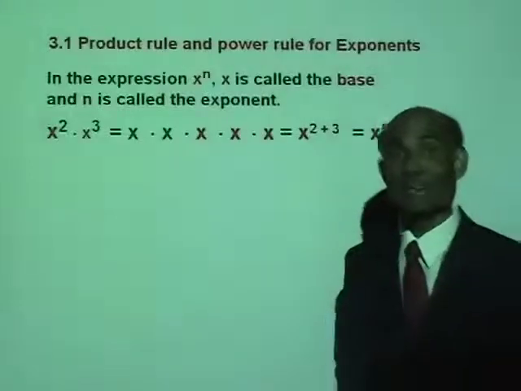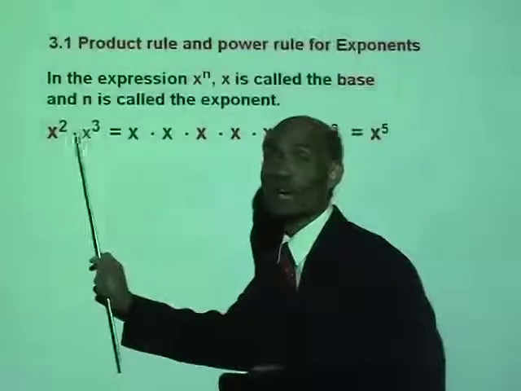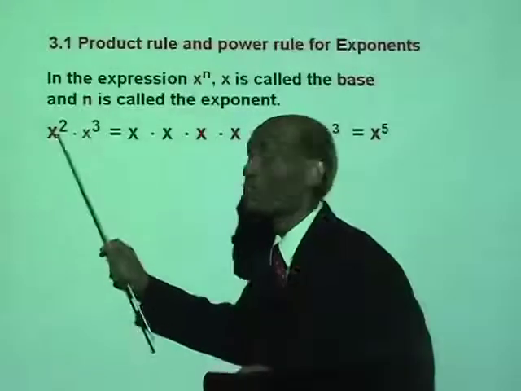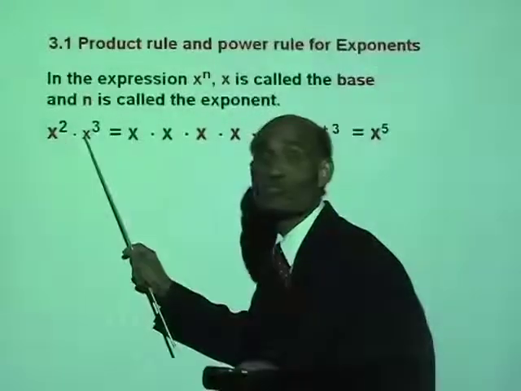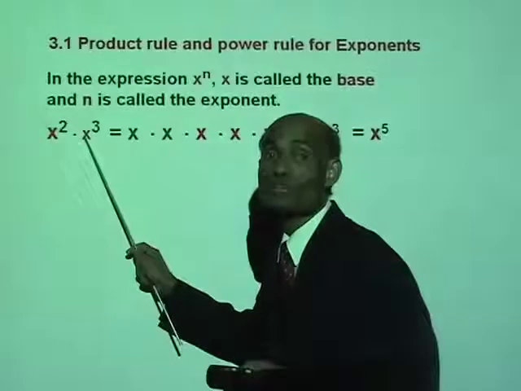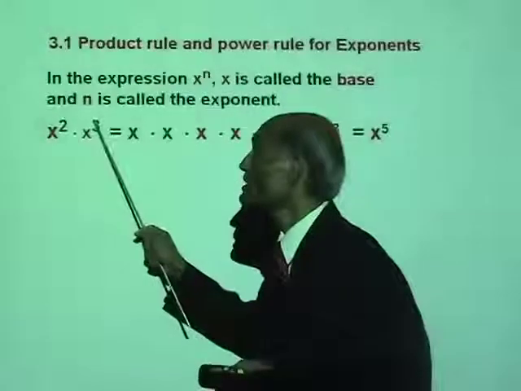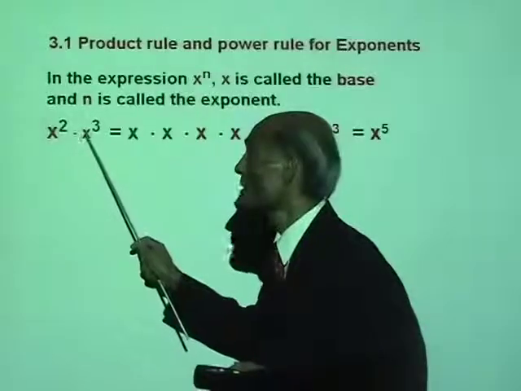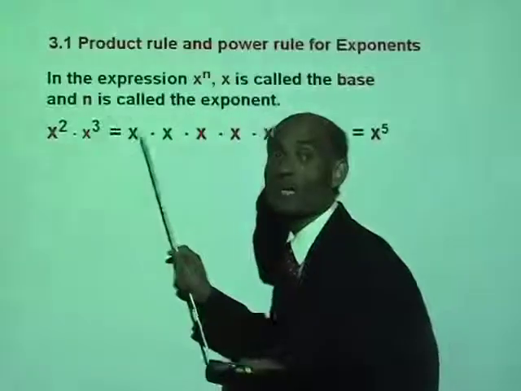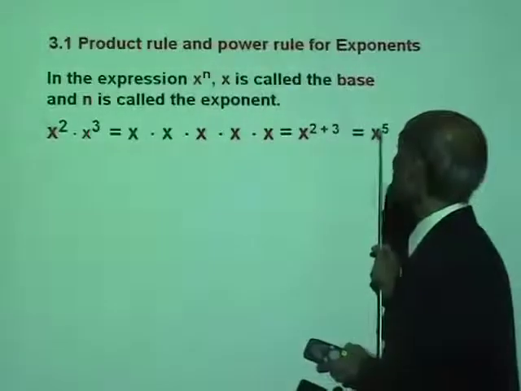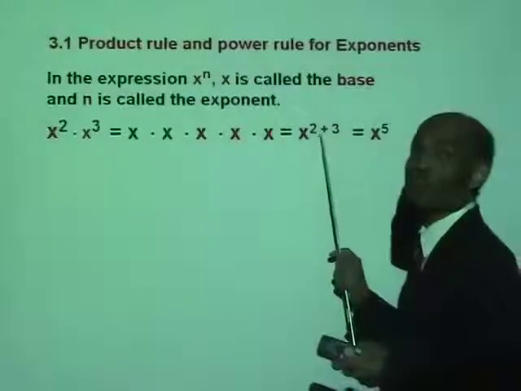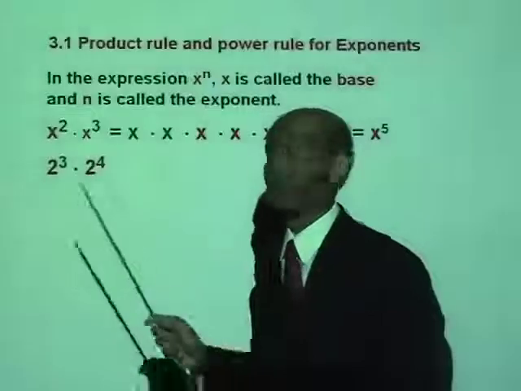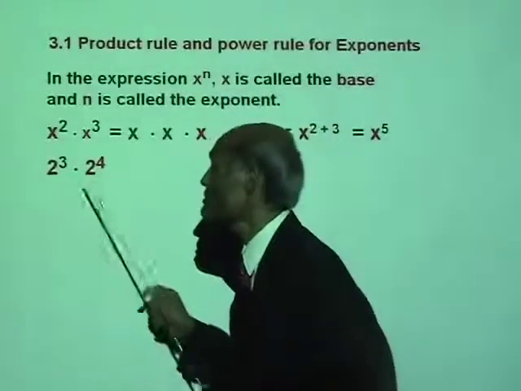So what does that tell you? It tells you that when you multiply exponents with the same base, all you need to do is add the exponents. X to the power of 2 multiplied by x to the power of 3 is equal to x to the power of 5, x to the power of 2 plus 3. Tell me, what will then this be?